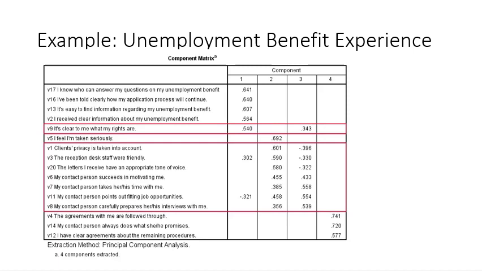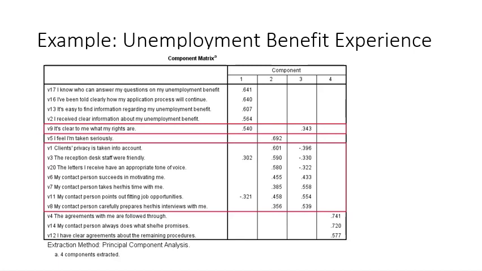And then we have this item, I feel I'm taken seriously, which goes pretty strongly with this cluster of items, some of which have more than one relationship. So this might be a problem too. And so then we can see that, for example, people who scored positively on clients' privacy is taken into account tended to score negatively on the third component. So this is the kind of thing they're doing.